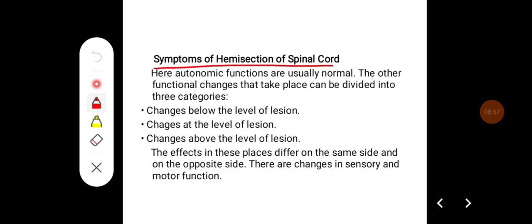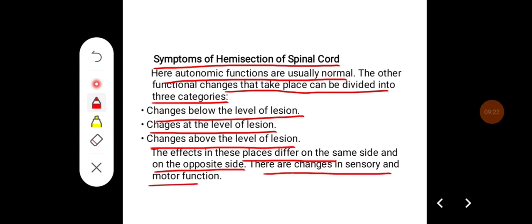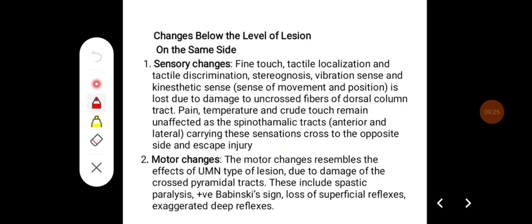Symptoms of hemi-section of spinal cord. Here, autonomic functions are usually normal. The other functional changes that take place can be divided into three categories: changes seen below the level of lesion, changes at the level of lesion, and changes above the level of lesion. The effects in these places differ on the same side and on the opposite side. There are changes in sensory and motor function.